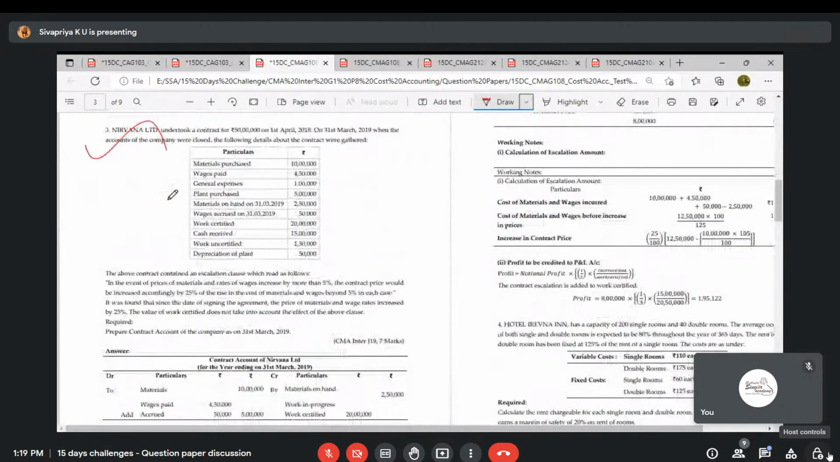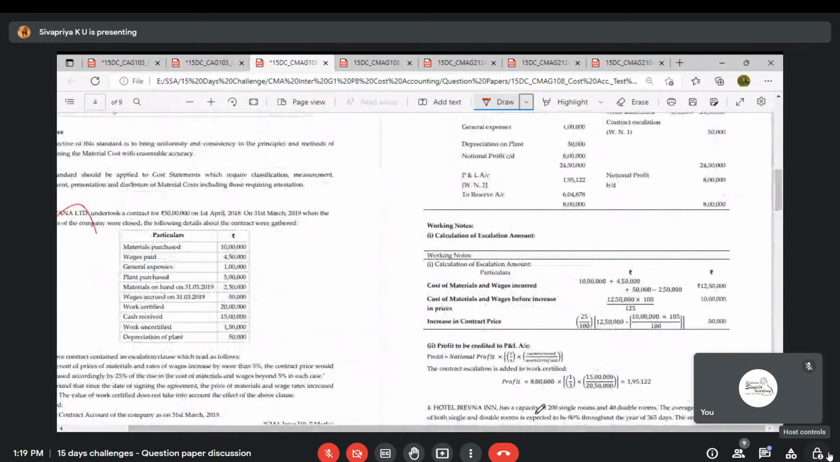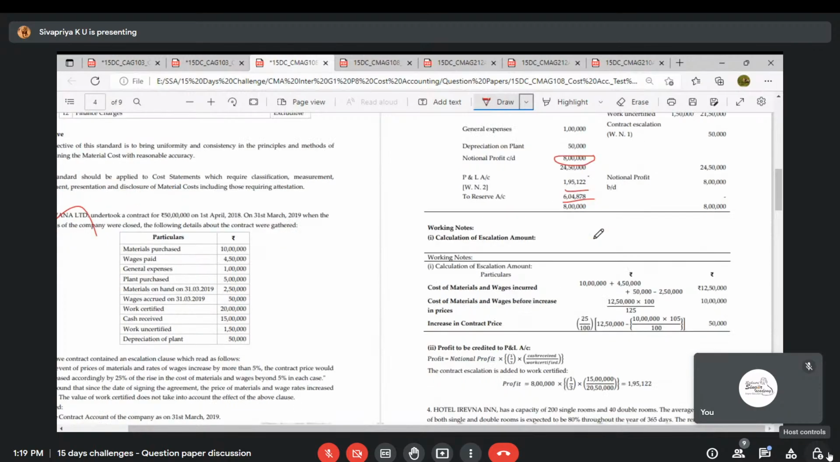Number 3, this is contract account. For the contract account, the notional profit is 8 lakh in the problem. Okay, P&L account 1,95,122 and for reserve 6,04,878. These are the working notes.